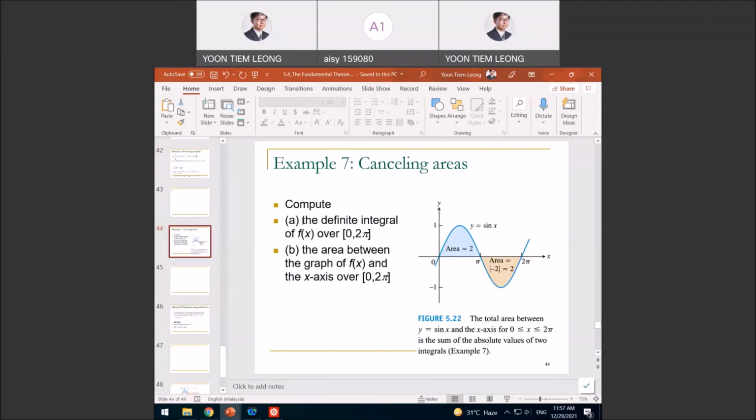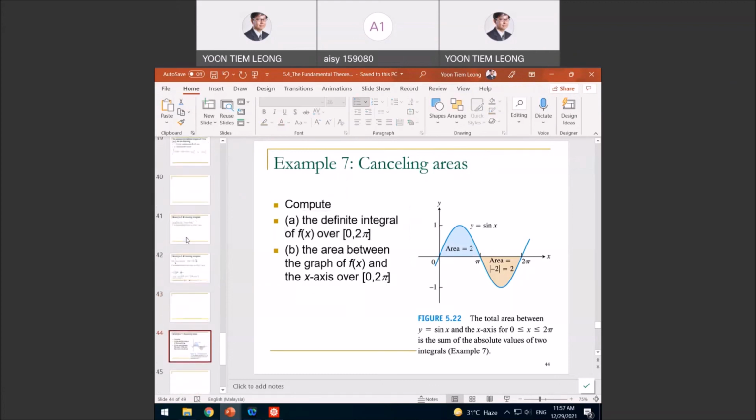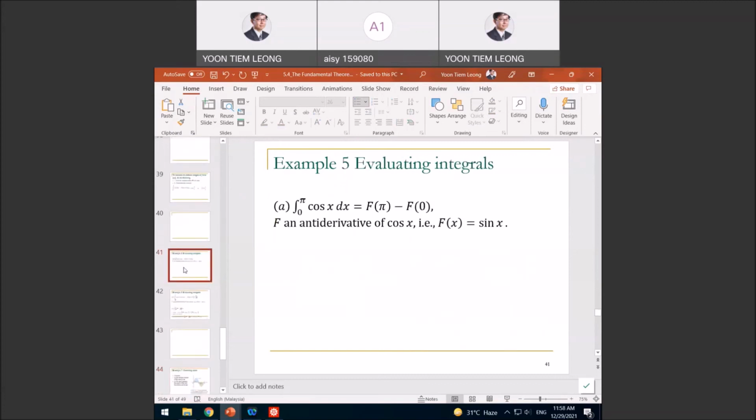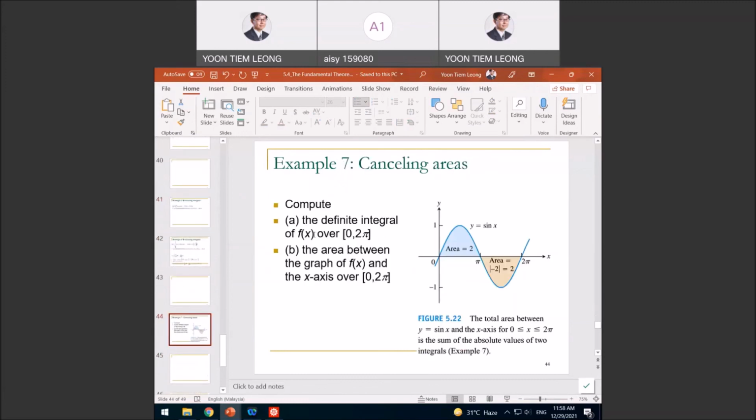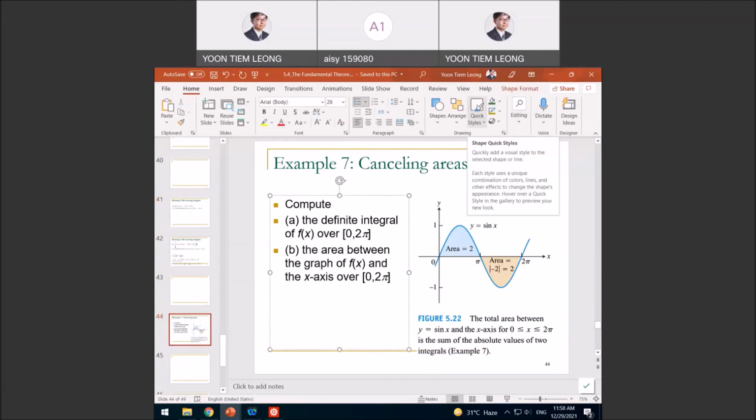Now the first part of the question is the integral of the function from 0 to 2 pi. So you can perform this integration. The integration is to integrate the function sine x from 0 to 2 pi. I think the answer is similar to this one, so you can easily obtain the integral of the function. Maybe I can write it here. The answer should be just 0.